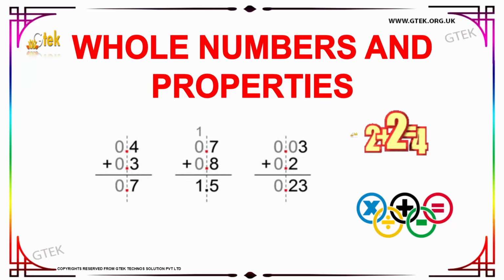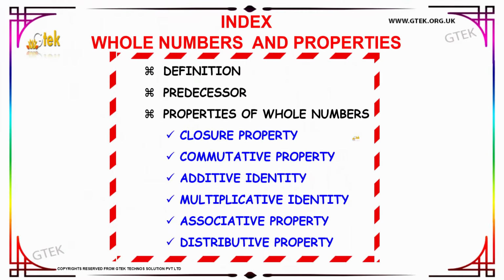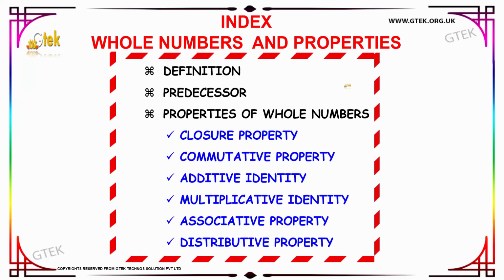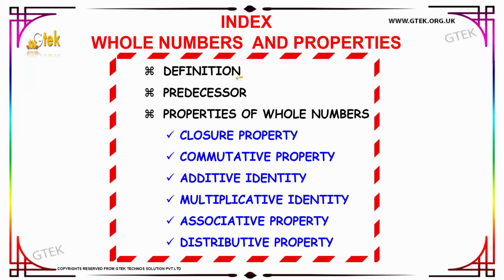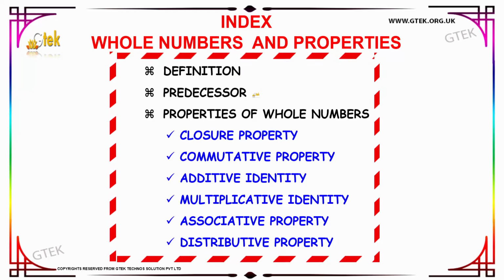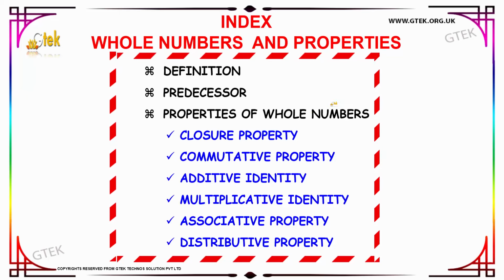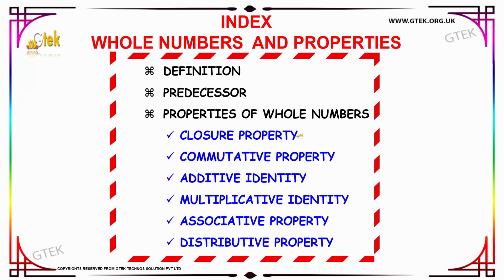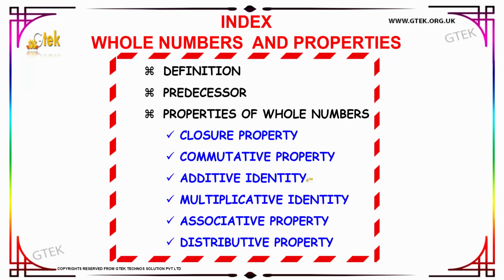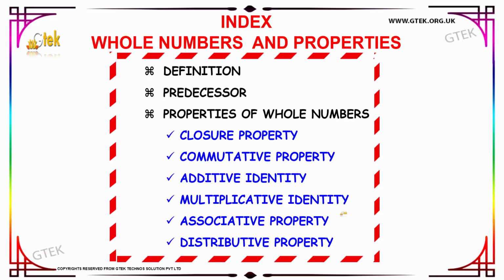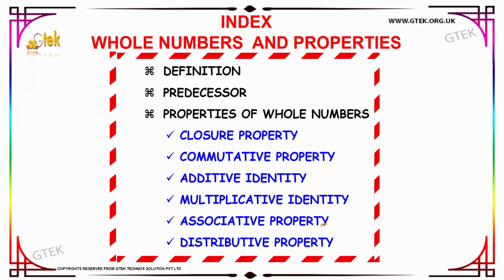We are going to discuss whole numbers and the properties of whole numbers. These are the topics that we are going to cover in this session. We will be discussing the definition for whole numbers, followed by the predecessor. We will be seeing the properties of whole numbers, which include the closure property, commutative property, additive identity, multiplicative identity, followed by associative property and distributive property.